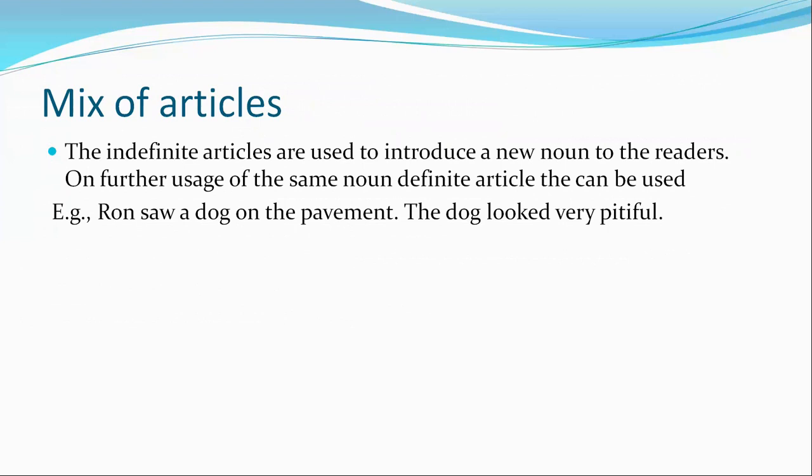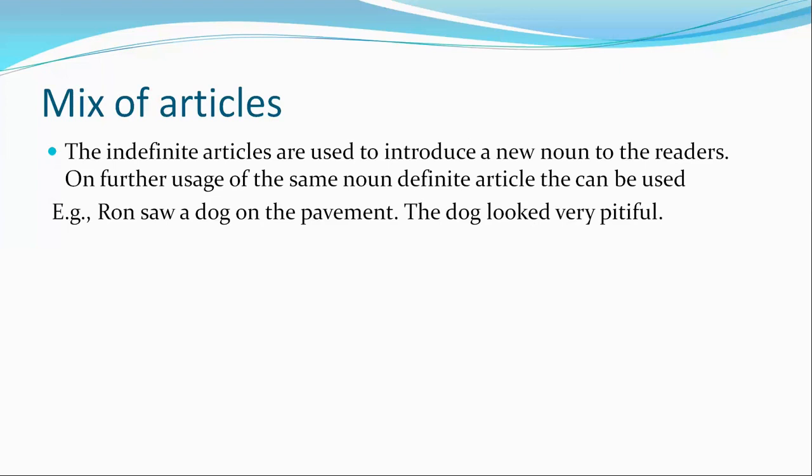In this case, we have two sentences. It talks about the same noun, dog, the dog which Ron saw on the pavement. While introducing this dog for the first time, the article 'a' is used because it was not introduced beforehand. But after introducing it, when mentioning the same noun in the second sentence, the article 'the' is used: The dog looked very pitiful.